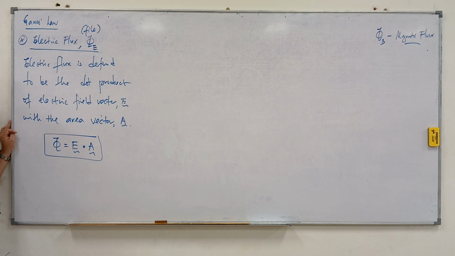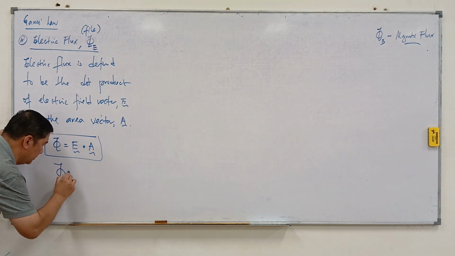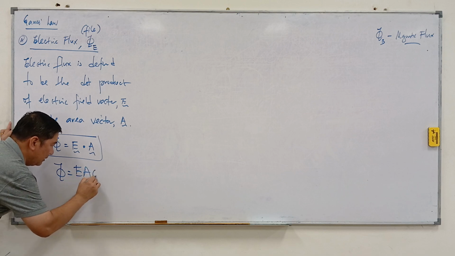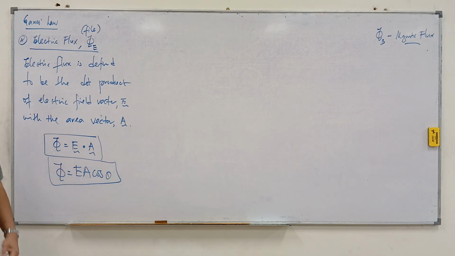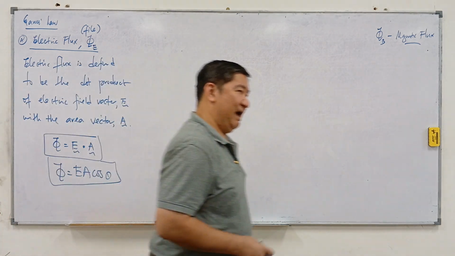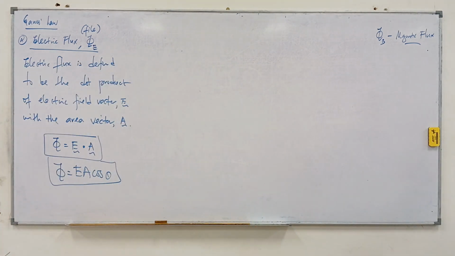What is the dot product formula? EA cosine theta, right? Yeah, EA cosine. Yeah, I told you so.